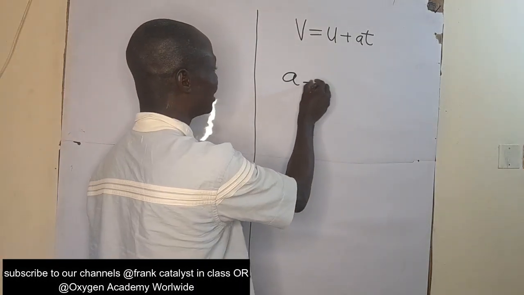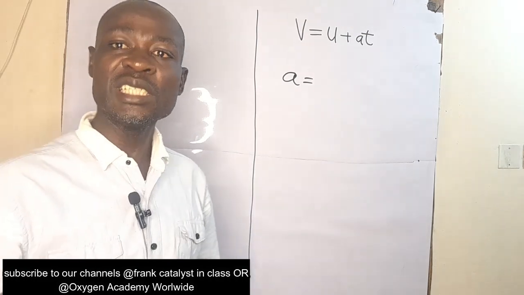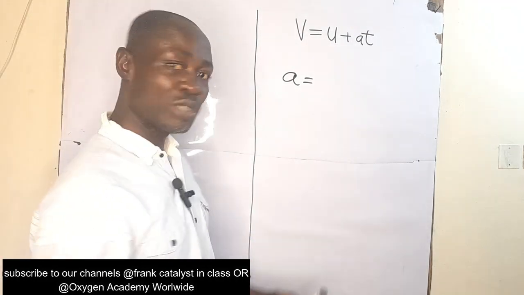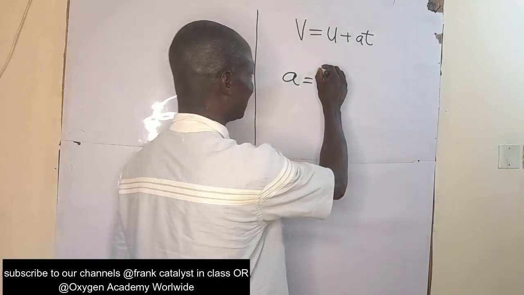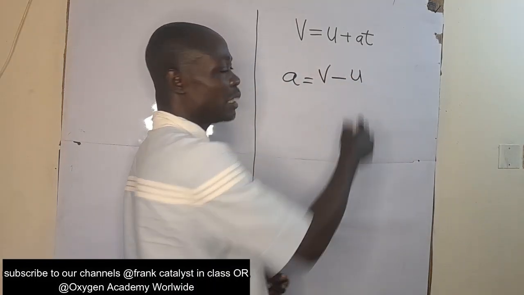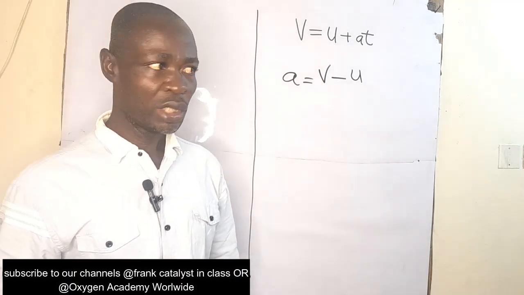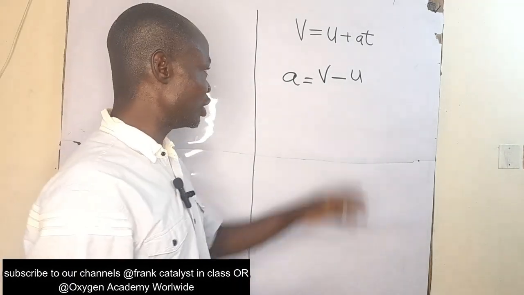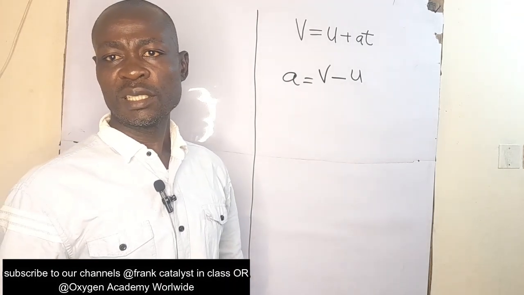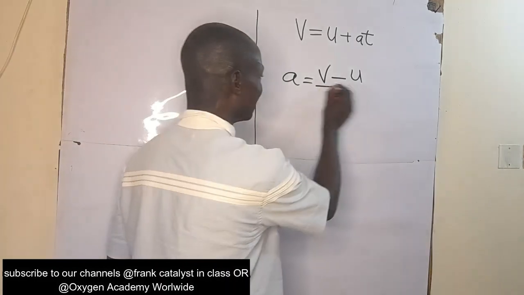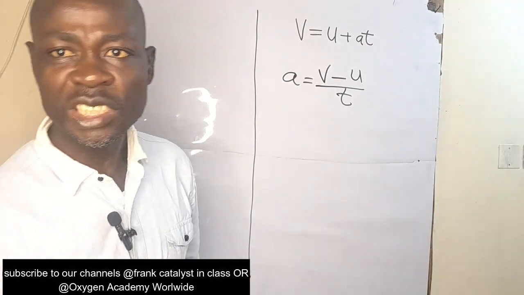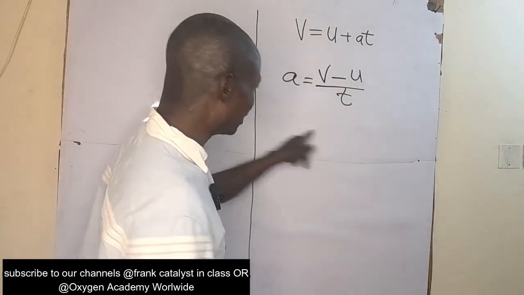So we are defining acceleration as the change in speed or change in pace, as the case may be. If the final pace is represented with v, and the initial pace is represented with u, the change in pace is just the final minus the initial, all over the time, because there is always a time for such a change. So that is how we got this equation.